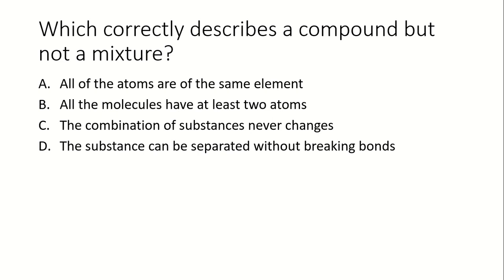First question, which correctly describes a compound but not a mixture? A, all of the atoms are of the same element. B, all the molecules have at least two atoms. C, the combination of substances never changes. D, the substances can be separated without breaking bonds.